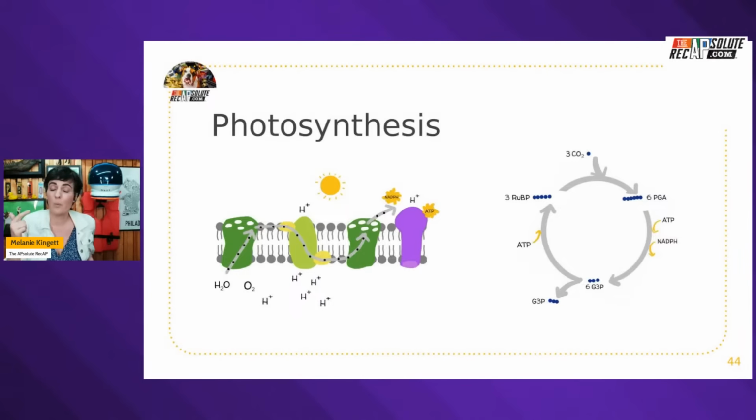So what goes in, what goes out, and why? The electron transport chain happens first to capture energy and transfer it to the Calvin cycle. The Calvin cycle turns in the stroma, forming those sugars. Photosynthesis in a nutshell.